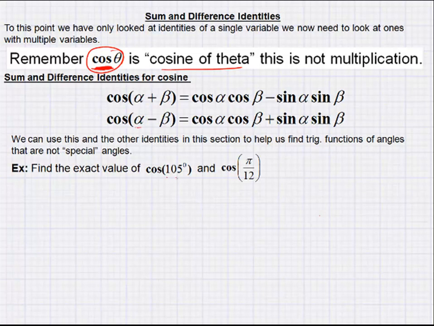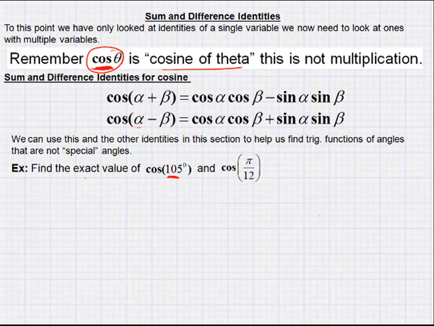Something like 105 degrees. 105 degrees is not one of our special angles. It's not 30, it's not 45, it's not 60, it's not a multiple of those things. So to this point, if I wanted to find the cosine of 105 degrees, I would have to use my calculator. I would get some decimal that's 10 digits long, and I'd round it, and then it would give me an estimate for what the answer is.